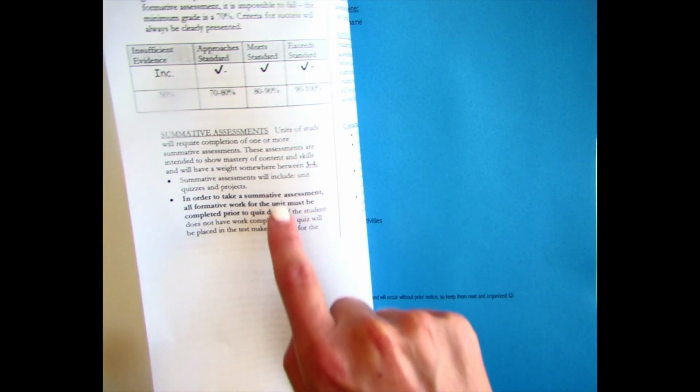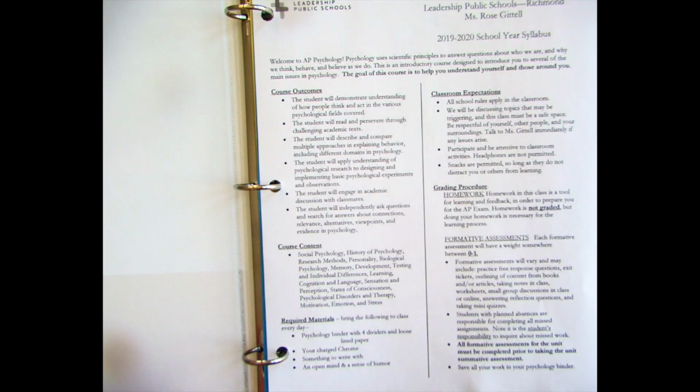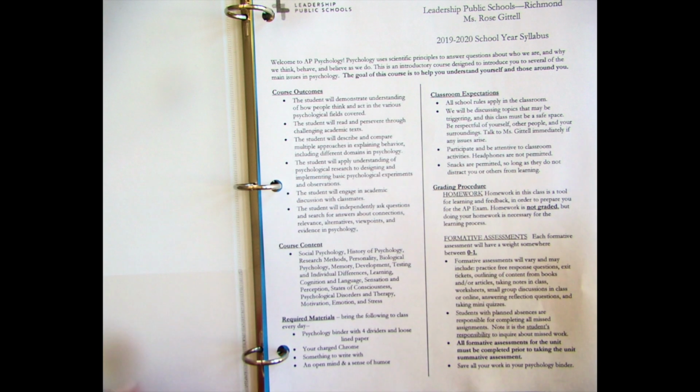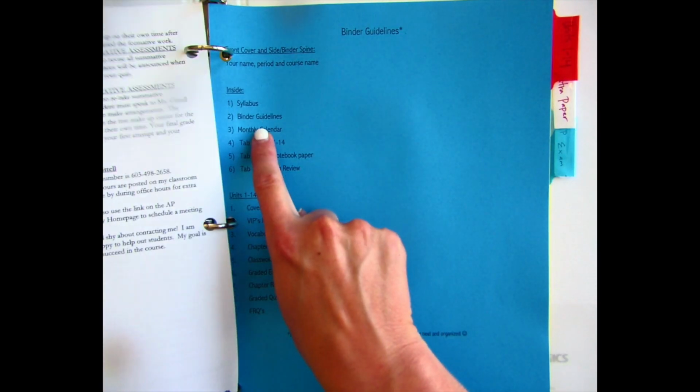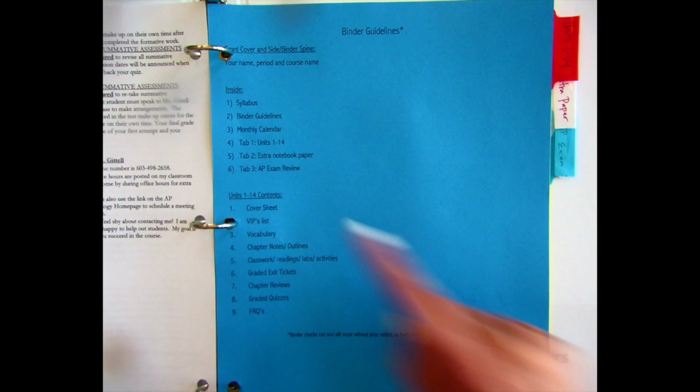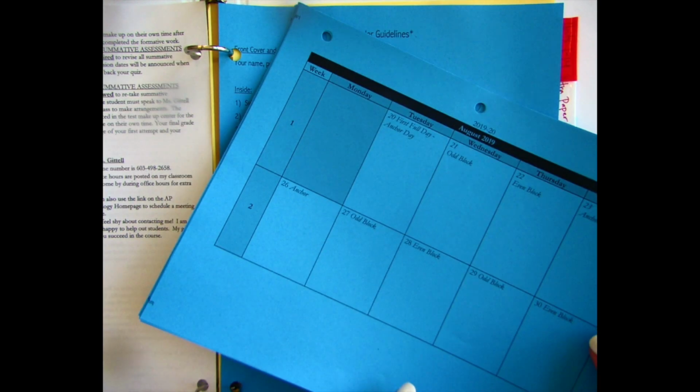So then after your binder guidelines, the next thing I would like you to have is your monthly calendar. So mine is blue, yours probably isn't, I'm sorry. But just go ahead and put your calendar in the front of your binder.